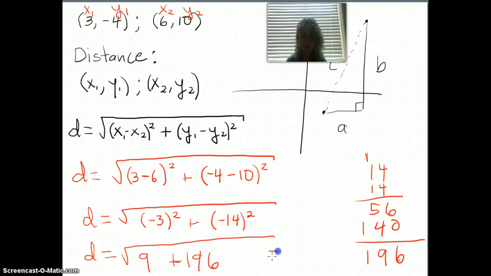So this is going to equal the square root of 9 plus 196, which would be 205. You could put that in a calculator and get a decimal. What is the square root of 205? It'll be in between 14 and 15, I believe. So it'll be pretty close there. So that would be the length. So this length here, C, is the square root of 205. Or you can put it in, like I said, and get a decimal.